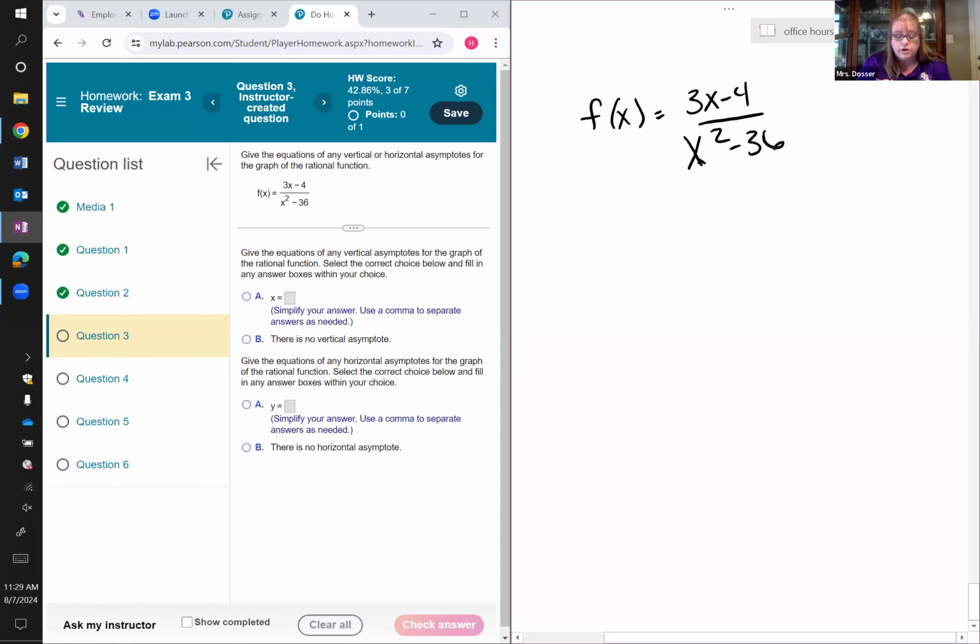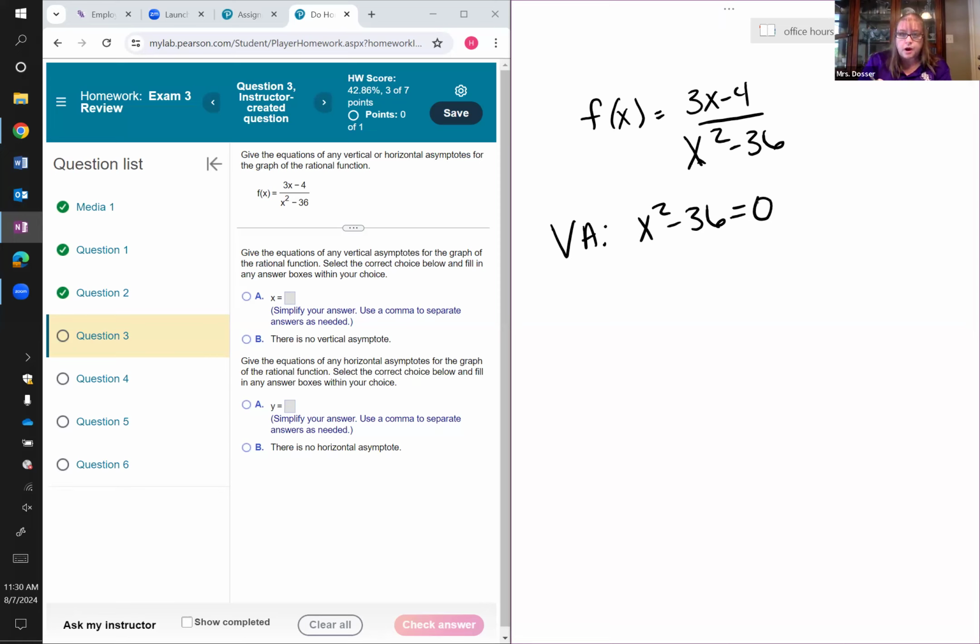To find any vertical asymptotes, we know that the vertical asymptotes occur where the denominator is equal to 0. So we can set the denominator equal to 0. That's the bottom, the x squared minus 36. Set it equal to 0 and then solve for x. To solve this, we can either factor it. It is a difference of two squares, so you can factor it, or you can use the square root property since it doesn't have that middle term. There's no bx term, so the square root property will work as well.